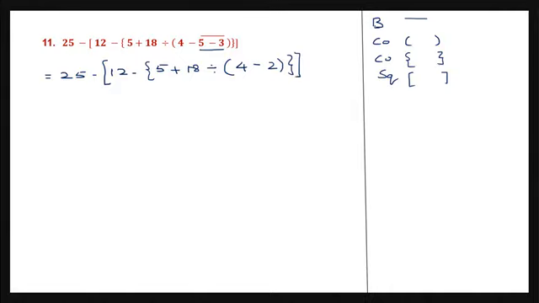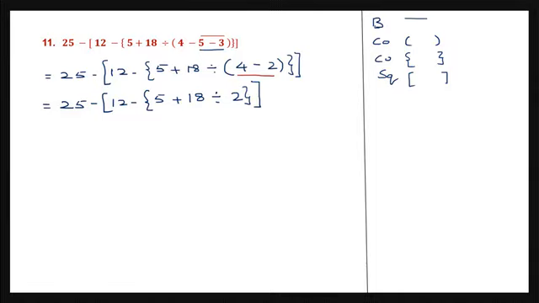So the next thing we need to do is open the common bracket. So let's do that. So that is 25 minus square bracket 12 minus curly bracket 5 plus 18 divided by, now let's open what is within the common brackets. 4 minus 2 is 2. So we've opened the common brackets. Now close all the other brackets, curly bracket and the square bracket.